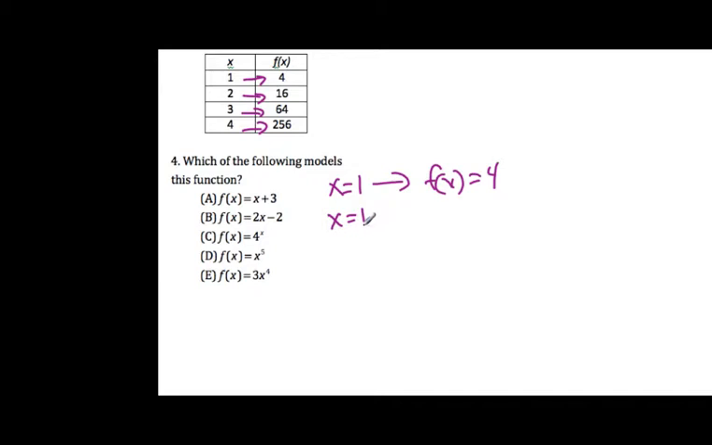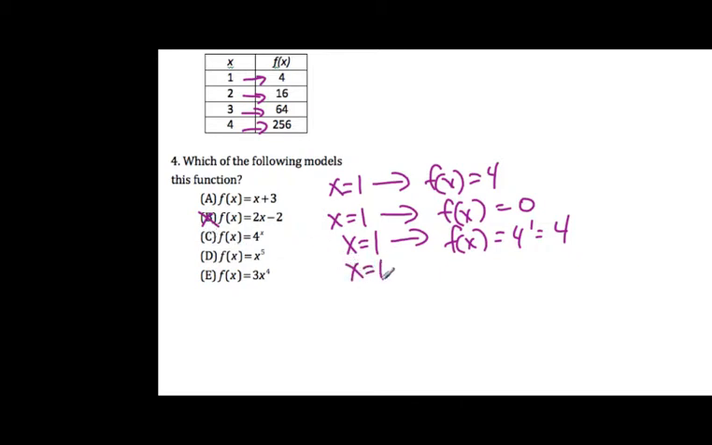Here when we have x equals 1, f of x would equal, plugging in 1, we would get 0. So this one can't be it. Here when x is 1, 4 to the 1 equals 4, so that could be good. Here for choice D, when x is 1, f of x equals 1 to the 5, which is just 1, so that's out. And then similarly, this one's also going to be out. So now it could be between these two.